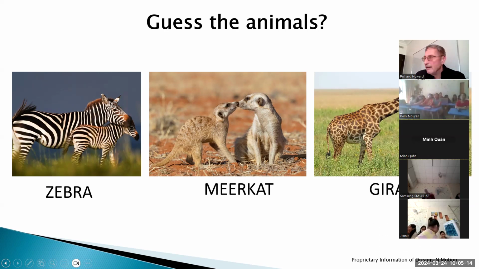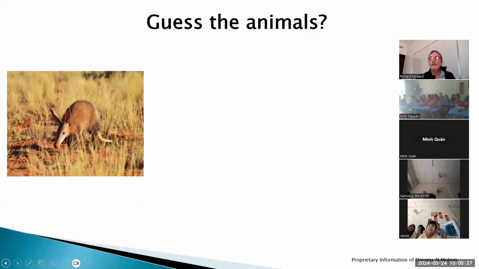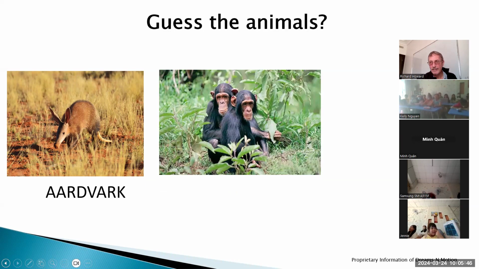Let me close the book. Okay. And what was the name of this animal? Aardvark. Right? Yes, aardvark. Okay. And what's the name of this animal? Chimpanzee. Good, perfect. Good job.